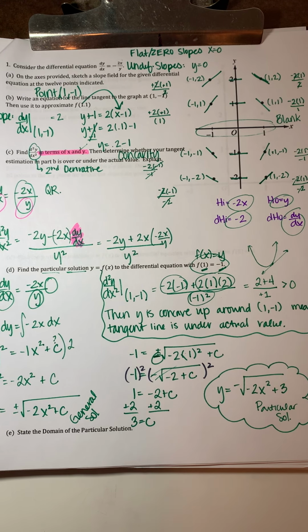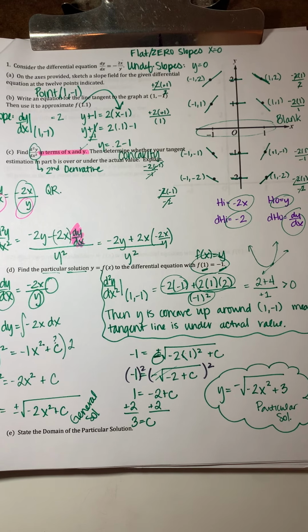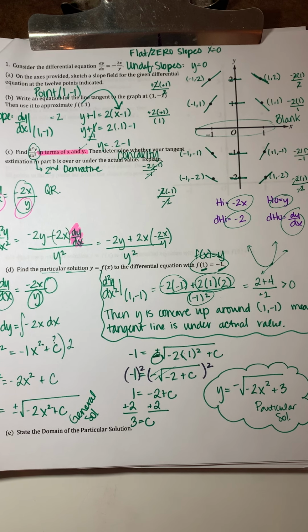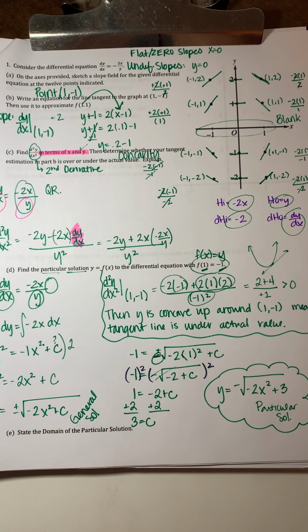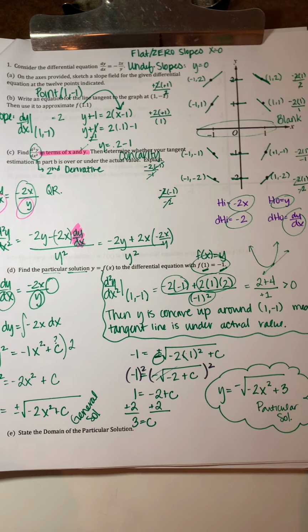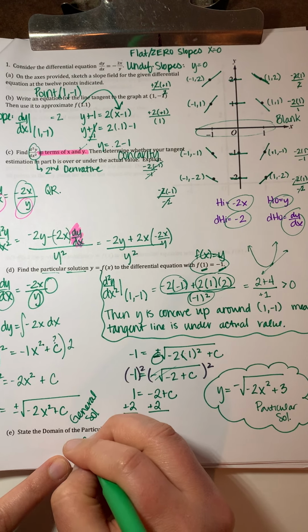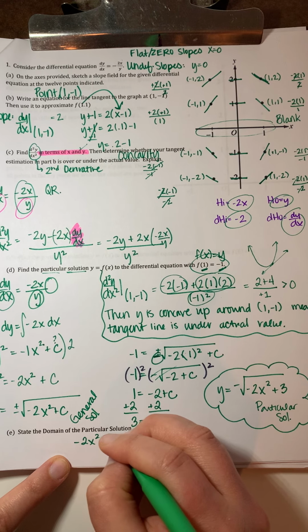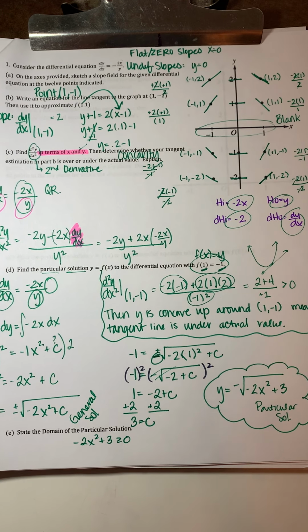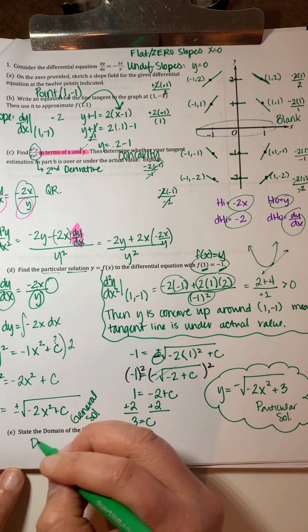Last part of the question for that: state the domain of the particular solution. So remember the question we did yesterday, natural logs, your stuff in the middle has to be greater than 0. For a square root, the only thing you can't square root are things that are negative. So that means that the stuff in the middle, the negative 2x squared plus 3, just has to be greater than or equal to 0. That would be your domain.